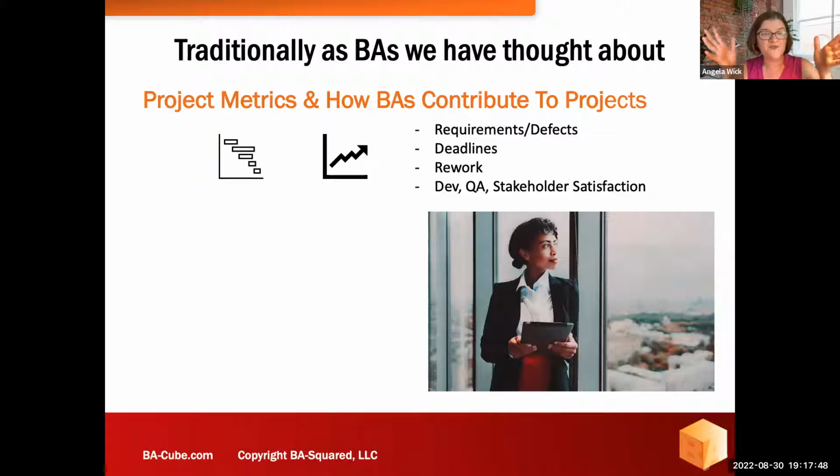Traditionally, as BAs, we've thought about how do we measure BAs? And we think about things like requirements defects, deadlines, rework, and development, QA, and stakeholder satisfaction. My problem with these metrics, and I used to help companies implement these, is that they measure a silo of a value stream. They don't actually measure the value stream itself. And so that measurement itself doesn't really tell us much. And it doesn't tell our leaders a lot to get buy-in for the BA role, right? It's like, so what if there is this much rework or deadlines or whatever? It's like, did we deliver value to the users? That's what everyone wants to know, right?